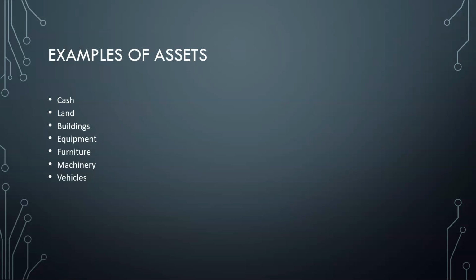Examples of assets. Remember, I said think of assets as resources or items that a company owns. These are some of the examples we'll look at in this chapter. Cash. Cash is an asset for a company. If a company owns cash, that's an asset. Same thing with land, buildings, equipment, furniture, machinery, vehicles. These are all some items that companies own.